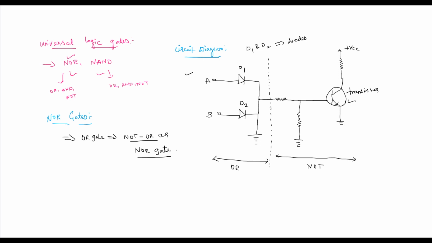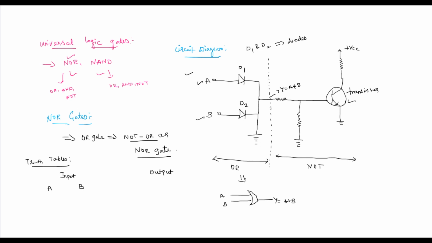So how do we make the truth table for the NOR gate? In the truth table, above we put the inputs, and then the output. Here we have two inputs, A and B. Now for the OR gate, the symbol is like this, with inputs A and B. What is the output? The output is Y equals A plus B. That is the important point.